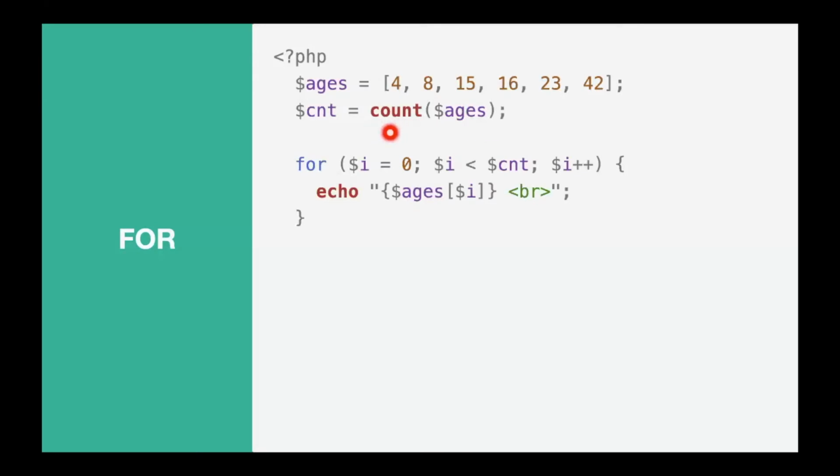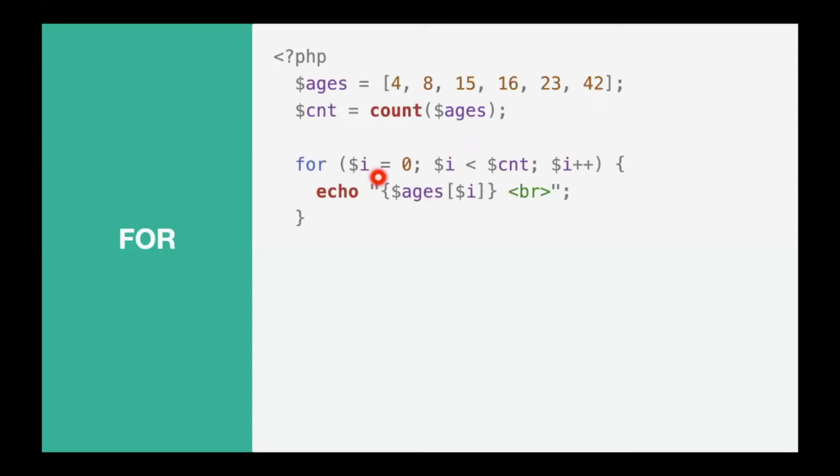Okay, so the count function looks like this. We do count, and then inside of parentheses, we would pass in the array. So this will give us the number of items in the array, and in this case it is 6. So count here will equal 6. Then we have our for loop.